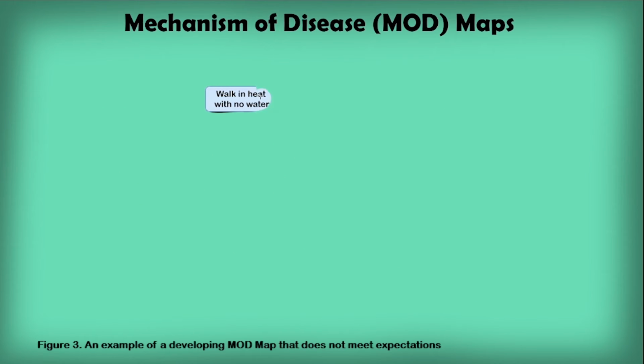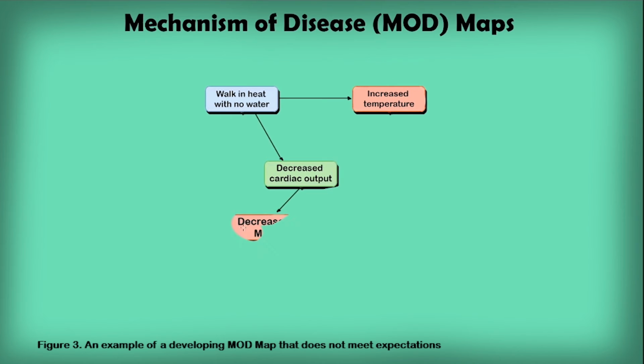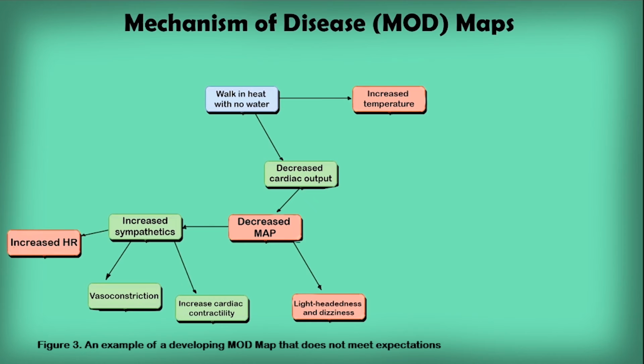Now let's see what a developing mechanism disease map looks like that does not meet the module expectations. The mechanism disease map depicted in Figure 3 is lacking in several areas.